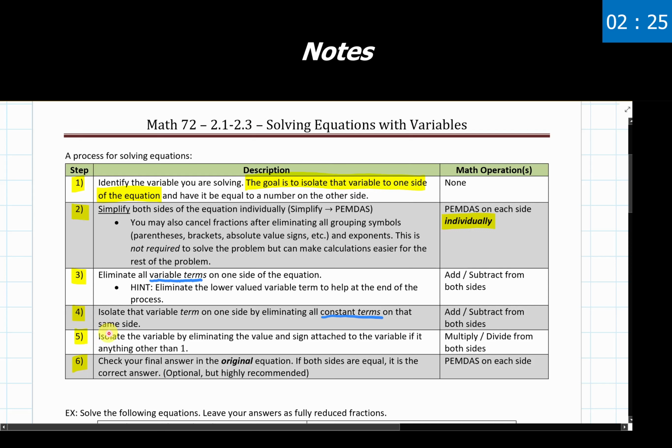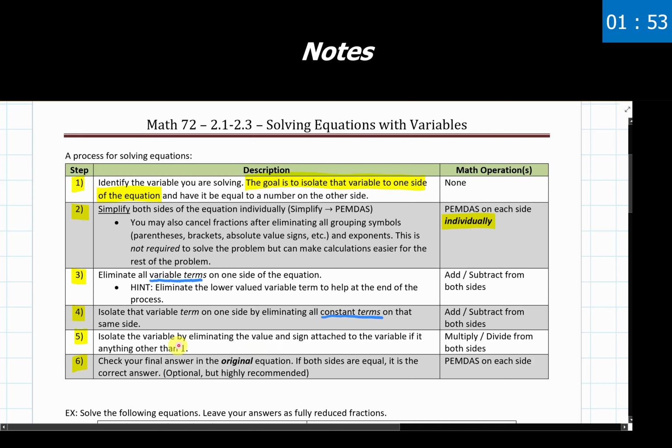We have a constant, which is just a number, on the opposite side. And then we have one final step to go. We want to isolate the variable by eliminating the value and sign attached to that variable, if it is anything other than 1. The value in the sign is also sometimes referred to as the coefficient, which you'll see in different textbooks and things like that with how they describe this, but we want to get rid of that coefficient in front of the variable if there is one that is there.